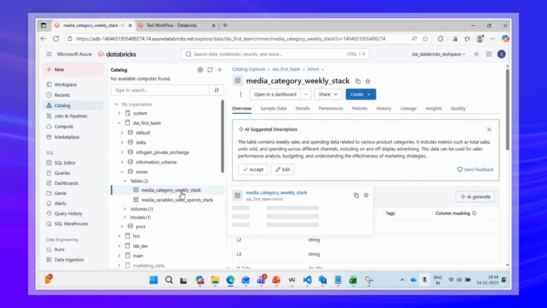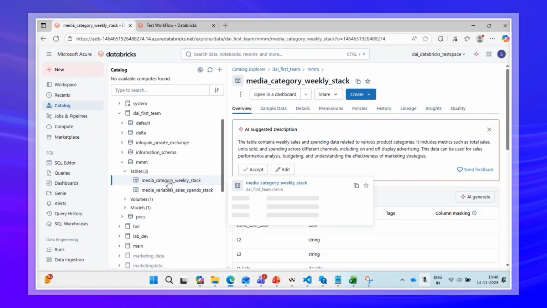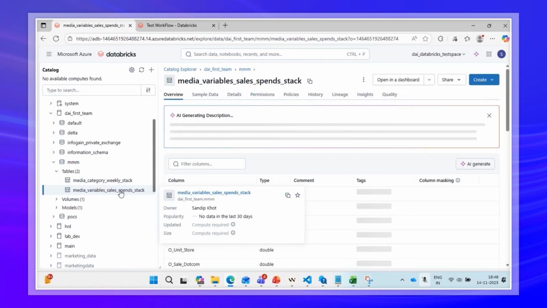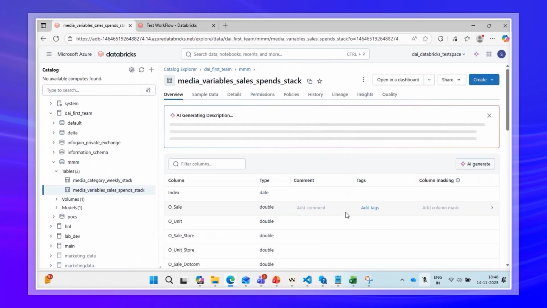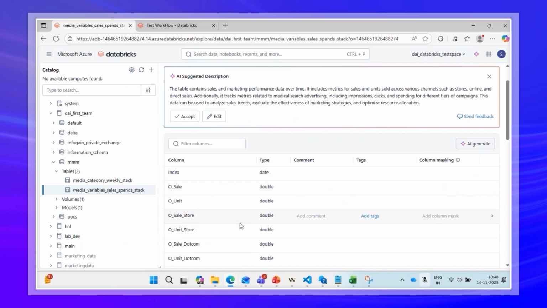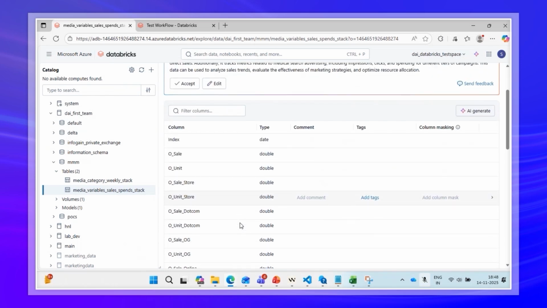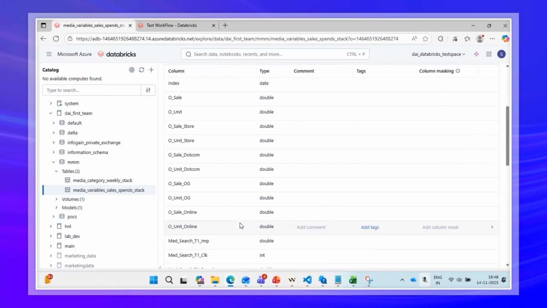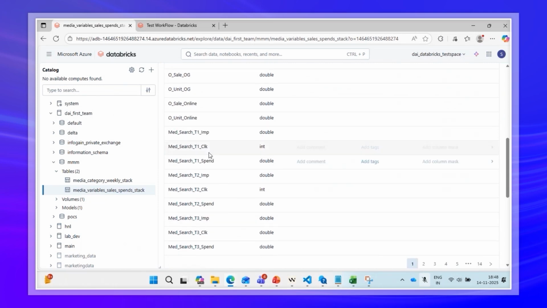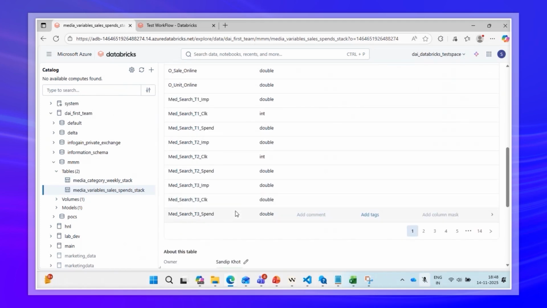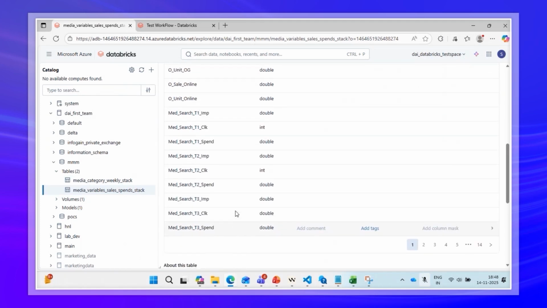This is our Databricks cluster and environment where we have built this solution. From the sources, we are loading the data into the Delta tables. Majorly two types of data we are utilizing for this solution. First is the media category weekly stack, from which we get the category level and subcategory level analysis, and suggest the model groups based on the categories where we should do the modeling.